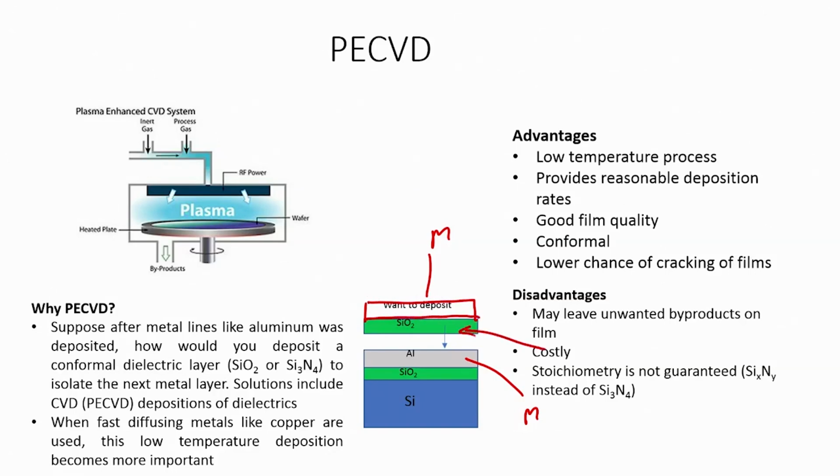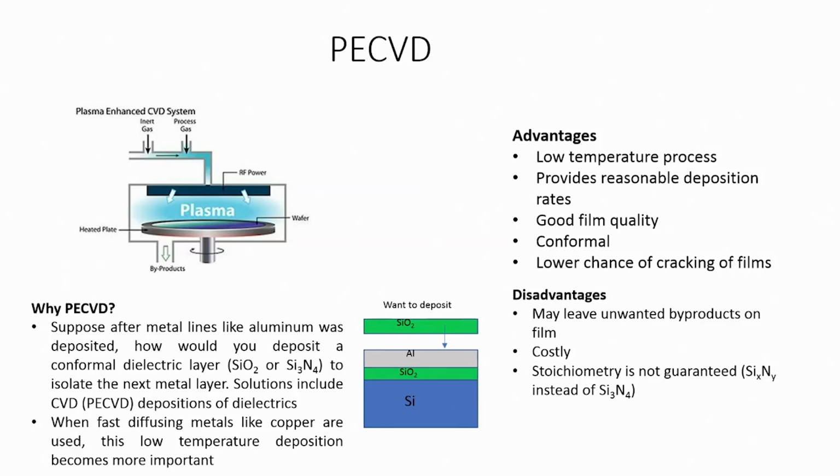The silicon dioxide would be an insulator. We have just taken the example of a gas sensor, where we were depositing silicon dioxide between a heater and interdigitated electrodes. So, solutions include PECVD deposition of dielectric. When fast diffusion metals like copper are used, this low temperature deposition becomes more important.